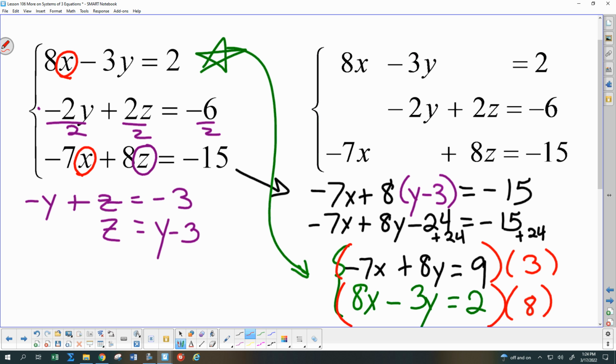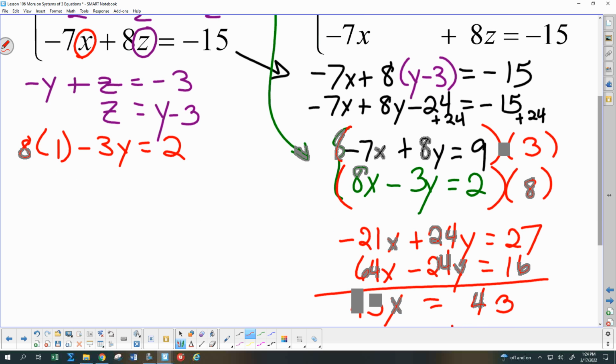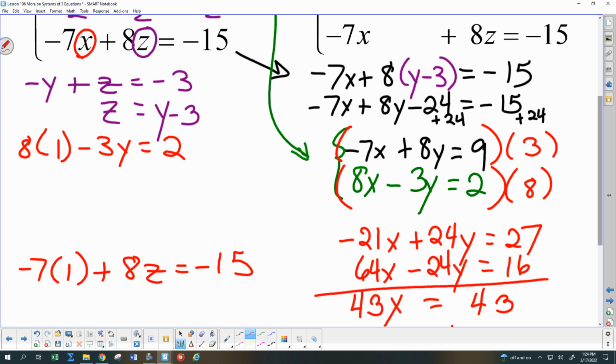So x was 1. So I need you guys to solve 8 times 1 minus 3y is 2. Solve that for me. And then when you finish that, I need you to solve negative 7 times 1 plus 8z is negative 15. And then we will have our solution for our system. So solve those two for me, and then you can let me know what you are coming up with. Wait till it looks like most people have stopped writing.